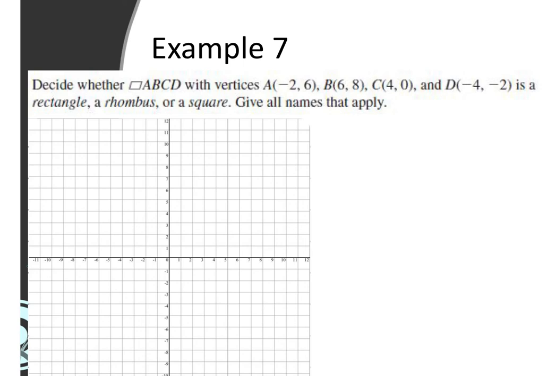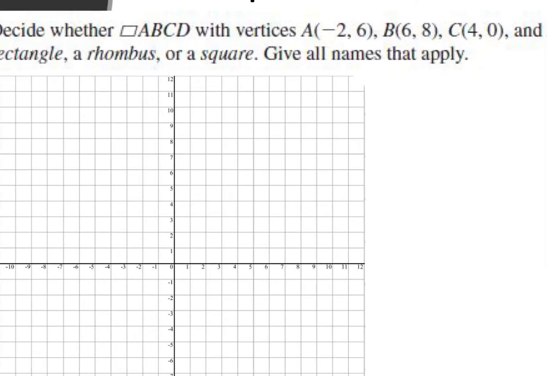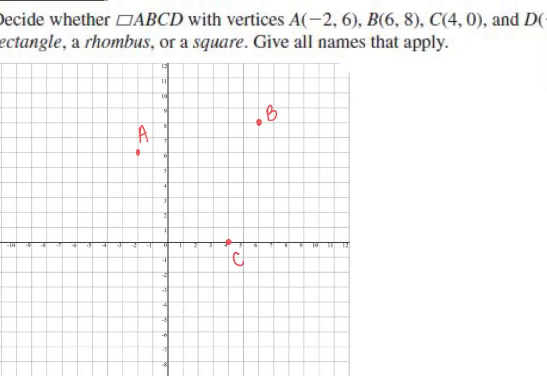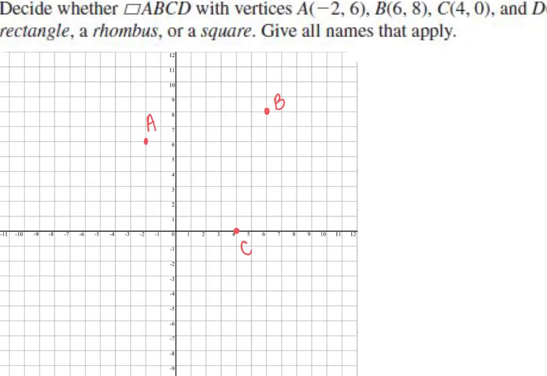Best for last. All right, so let's put A, which is at -2, 6. That's A. B is going to be at 6, 8. C is going to be at 4, 0. That's C. And D is going to be at -4, -2. So I'll give you guys a second. Put all those dots on and then go ahead and connect them.